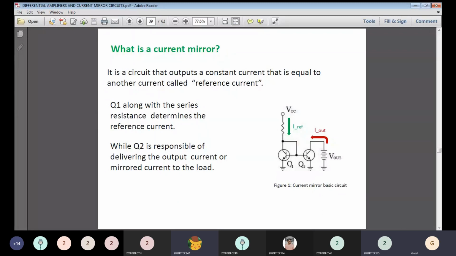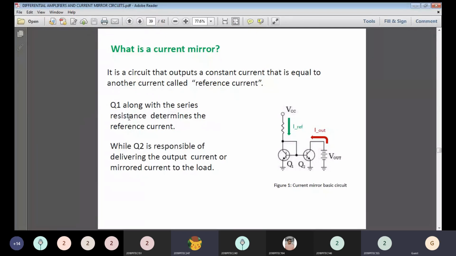Generally, a mirror is a reflection of the original version, right? In the same way, here the output current is considered a constant current, and that constant current is equal to a copy of another current, which we represent as a reference current. From the diagram, you can easily understand that this is your reference current and this is the output constant current, which is the mirror of the reference current.